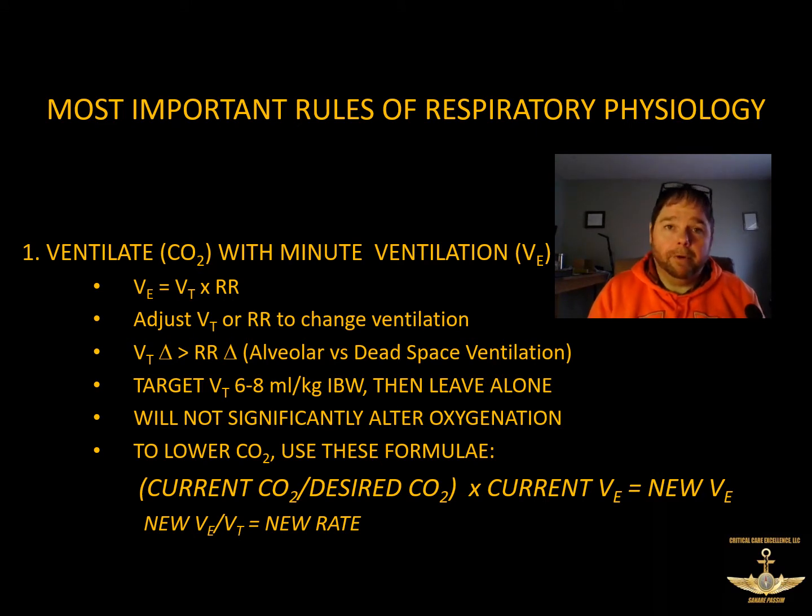But here's the rub. Whenever you select your tidal volume, you're going to select a physiologically appropriate tidal volume, which is based on ideal body weight. And you're going to look for a tidal volume of about 6 to 8 milliliters per kilogram of ideal body weight. Once you set that, you're usually going to leave that alone. So once you've got their tidal volume selected and it's correct, then to change minute ventilation after that, you're probably going to do that with respiratory rate.